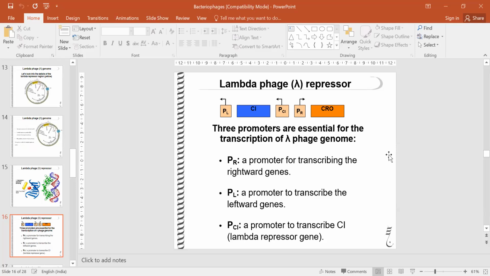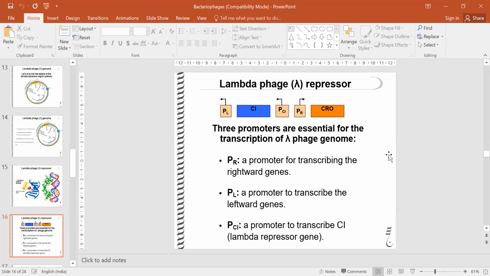One promoter is the PL promoter, the second promoter is the P lambda C1, and the third promoter is the PR. The P lambda C1 promoter expresses the C1 protein, the lambda C1 protein. And the PR promoter expresses the CRO protein.